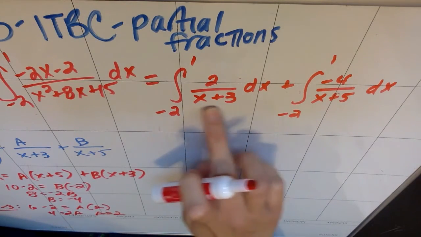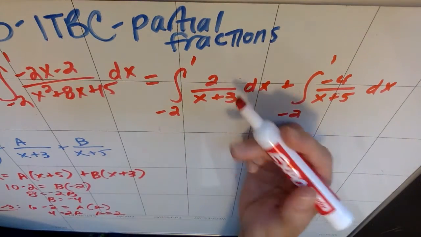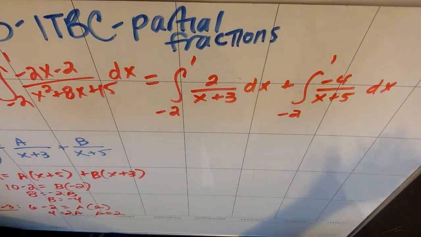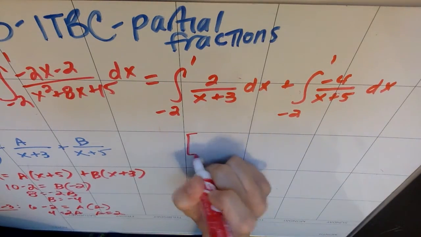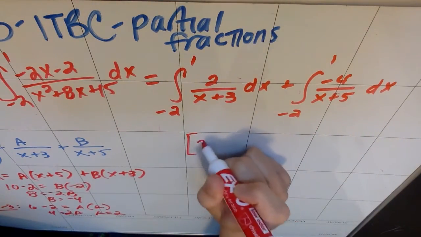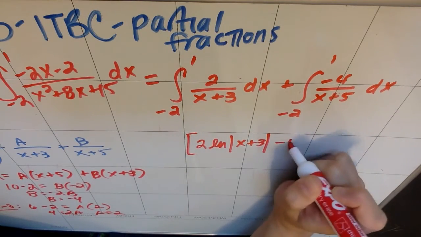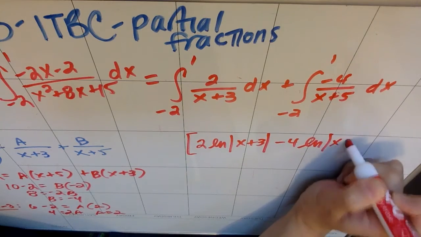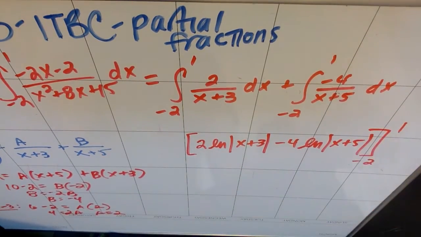If your u were the bottom, u is x plus 3, then your du is just dx. So essentially, this is going to be 2 over u, meaning you're going to get 2 natural log of the absolute value of u. The same thing's true here. So if I want, I could keep them together and just do the u-sub in my head and get that this is 2 natural log of the absolute value of the quantity x plus 3 minus 4 natural log of the absolute value of the quantity x plus 5, and I'm evaluating from negative 2 to 1.